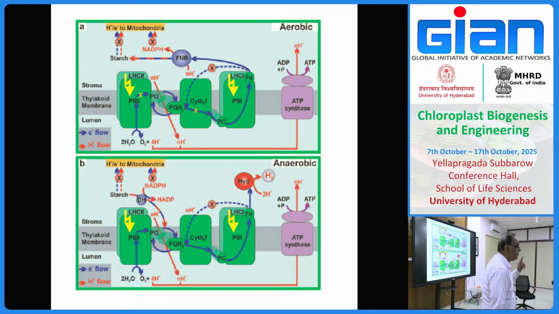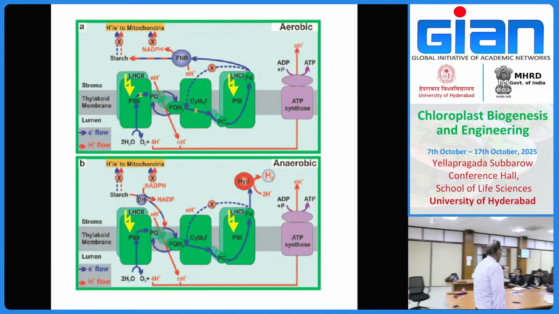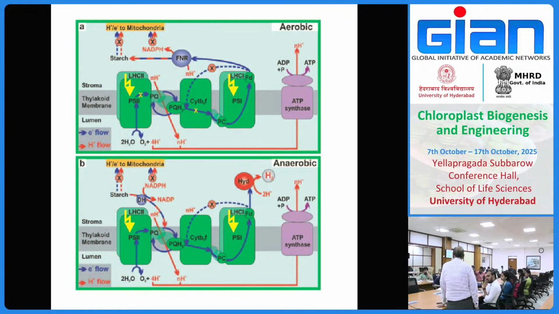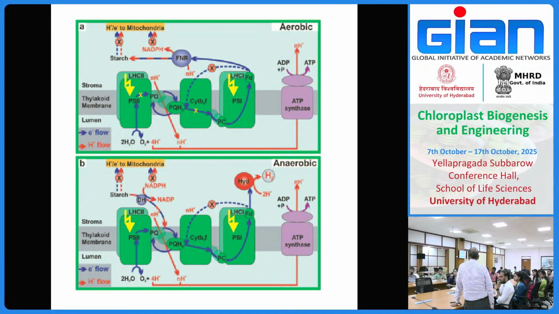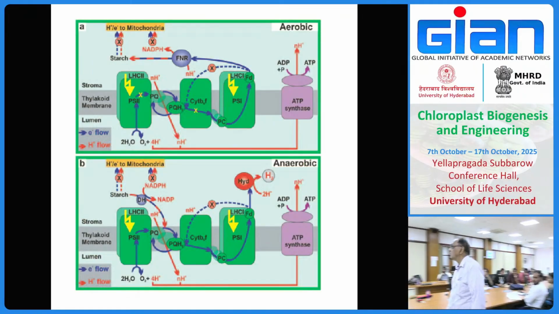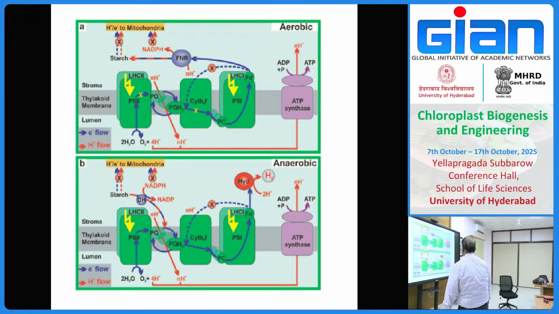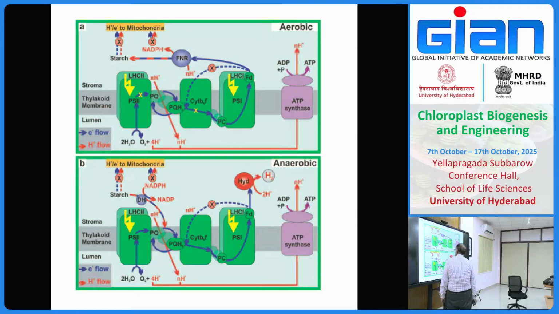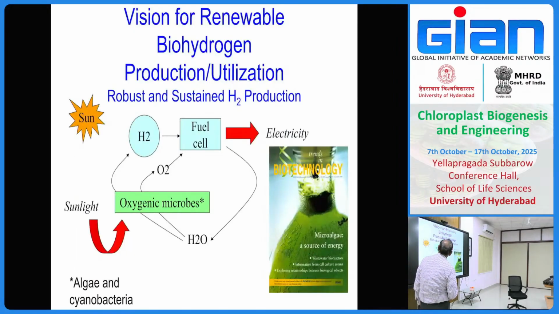Because hydrogenase survives only anaerobically. The hydrogenase enzyme is destroyed by oxygen. Remember that. So if you can maintain a slightly anaerobic condition in the cell, then you can produce hydrogen. So we are talking about the production of hydrogen under anaerobic conditions. How can we do that?